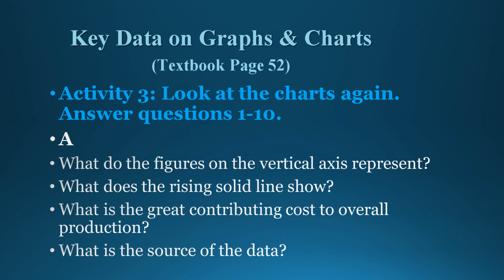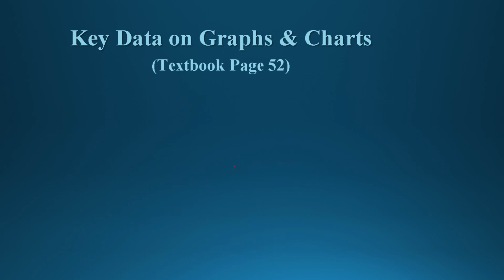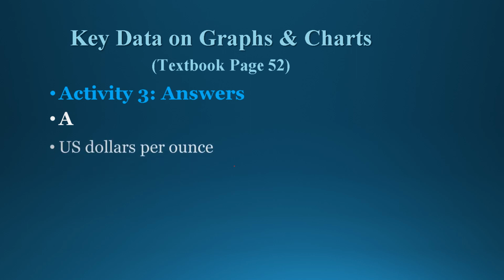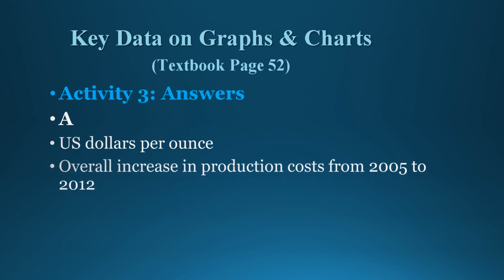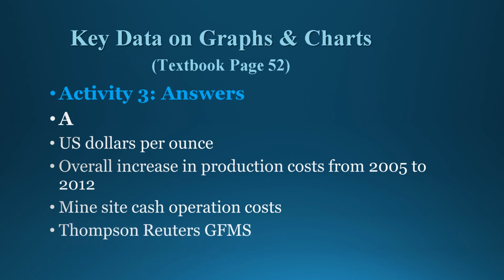Okay, the answers. For graph A, number 1, US dollars per ounce. Overall increase in production costs from 2005 to 2012. Mine site cash operations costs, and Thomson Reuters GFMS.